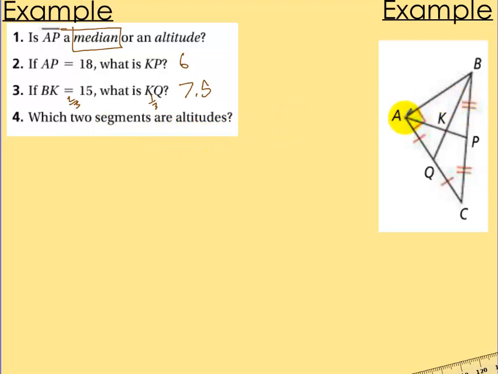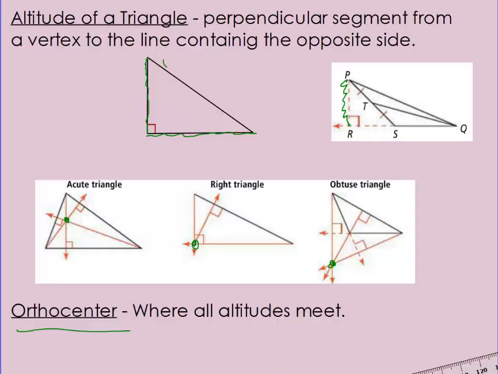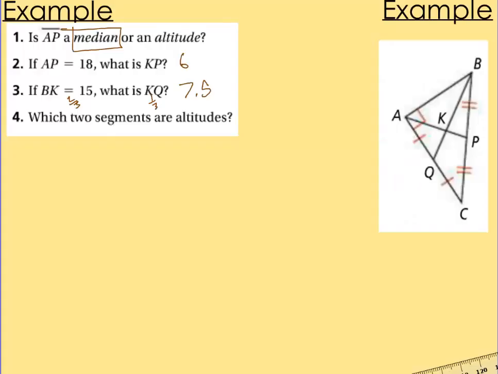Okay, so what are the altitudes again? Perpendicular segments from the vertex to the line containing the opposite side. So the perpendicular segments, BA is going to be one of them. And another one is going to be right off the right angle. It's going to be AC. There you go.